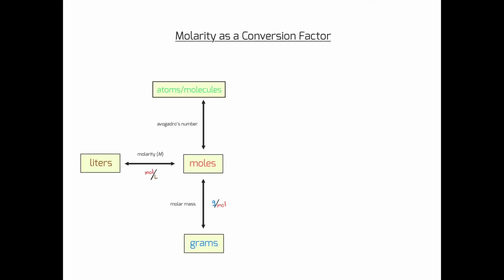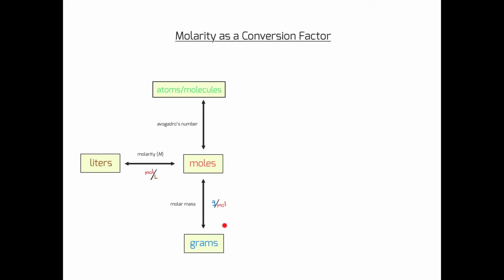It also serves a similar function as Avogadro's number, which allows us to convert from atoms or molecules to moles or moles to atoms or molecules. So this diagram shows you all the different ways to convert between units of the same substance. So this shows us how we can go from grams to moles, liters to moles, atoms to moles, or from moles to anything else. Only within the same substance, though.